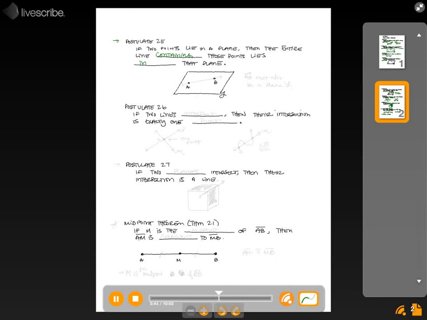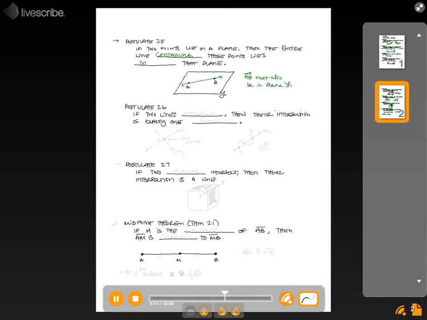So here we've got our plane, and we have 2 points inside the plane. And what this postulate says is that that whole line also needs to be in the plane. So over here I'm going to put line AB must also be in plane L. Okay, since A and B are both in there, line AB has to be in there.